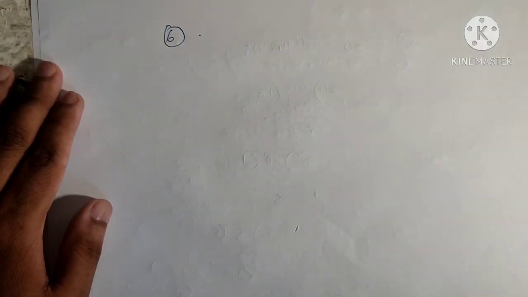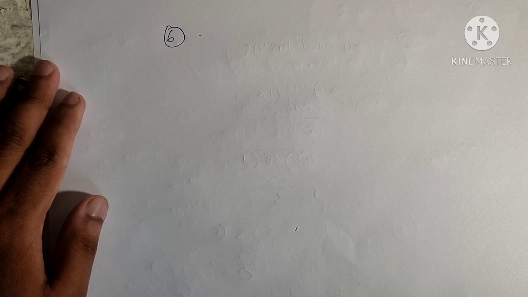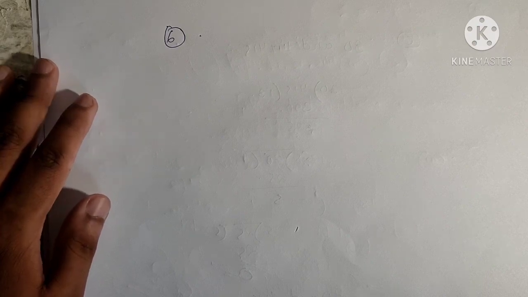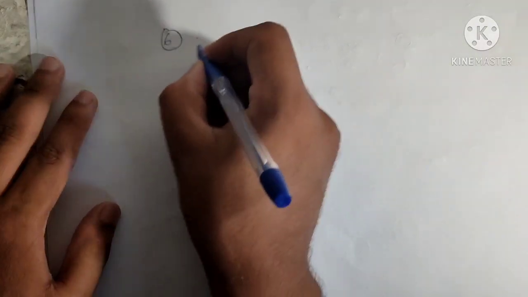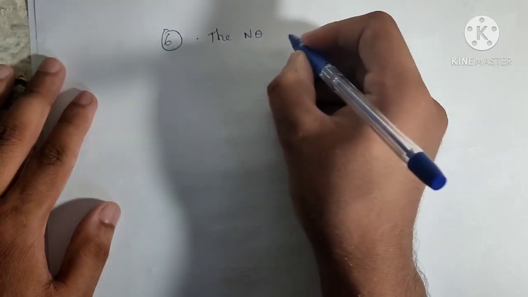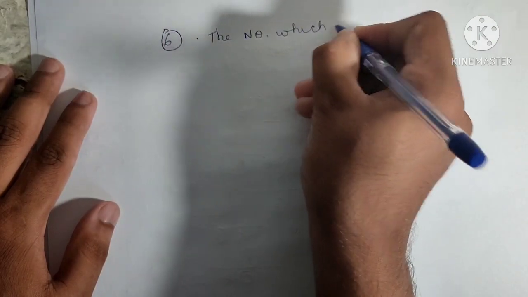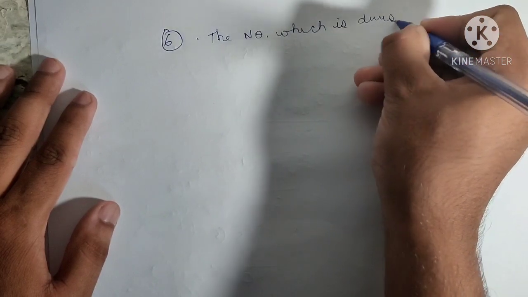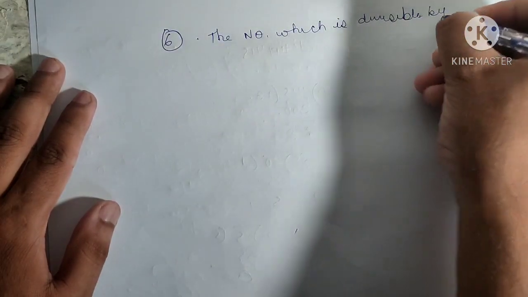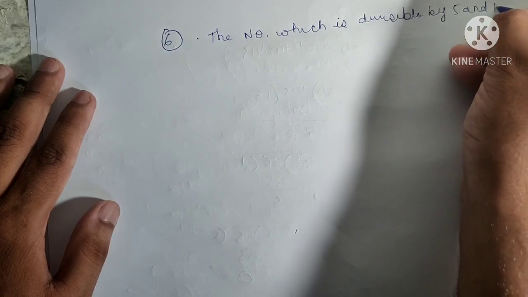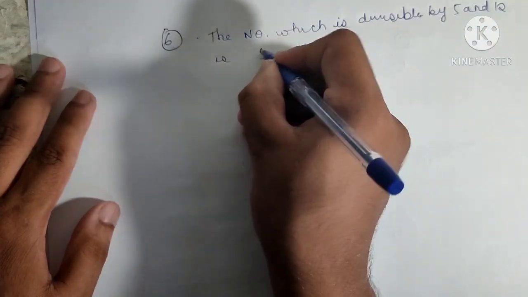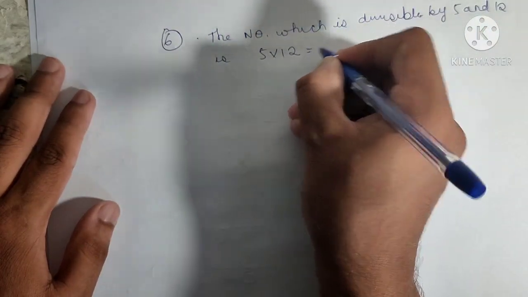Number 6 is saying a number is divisible by both 5 and 12. By which other number will that number be always divisible? If we want to know which number is always divisible by 5 and 12, what will we do? We'll multiply them. So the number which is divisible by 5 and 12 is 5 into 12, which will give you 60.